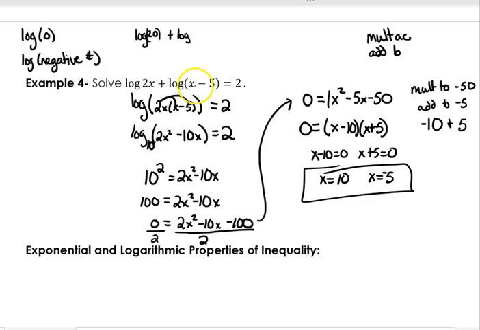And plug in 10 for the second one, 10 minus 5 is 5. That's also fine. And if you plug that in a calculator, it totally will equal 2 and check out. But if you plug in negative 5, 2 times negative 5 is negative 10. Right there, I know negative 5 is not going to work because I cannot take log of a negative number. So it's an extraneous solution and I just don't use it, and x equals 10 is my only solution.